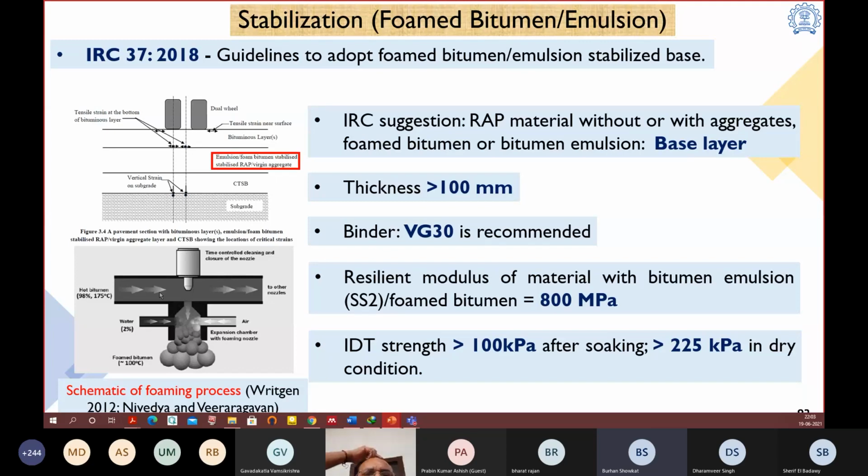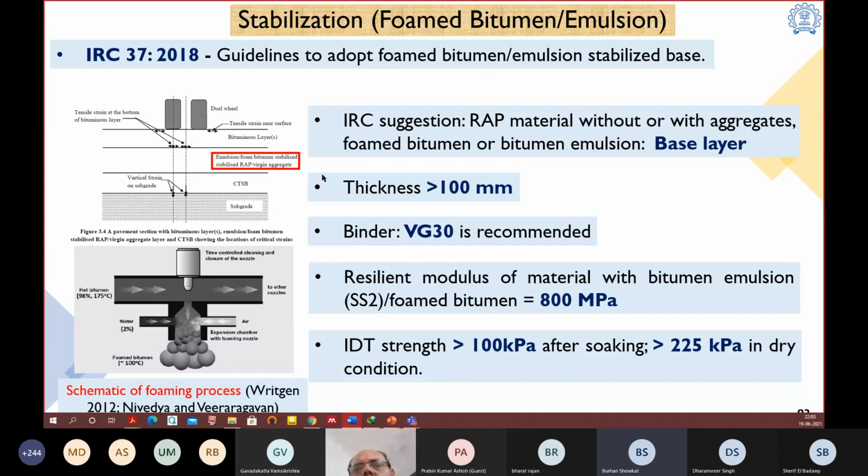So here we have provided a schematic representation for the purpose of foaming. As far as this foaming is concerned, the foam bitumen is produced by injecting a small amount of water and compressed air in hot bitumen in an expansion chamber. It results in the expansion of binder into several orders of magnitude and consequently an increased contact area with aggregate particles. Therefore, it leads to the increase in the degree of covering over the particles.